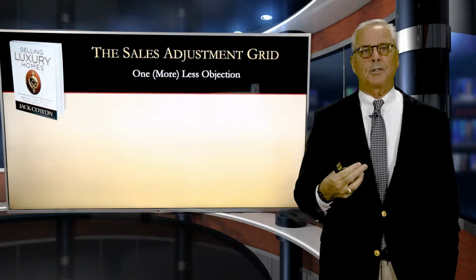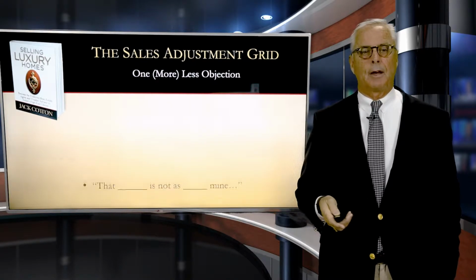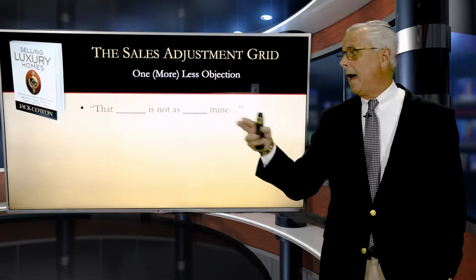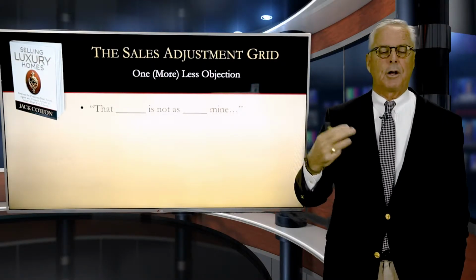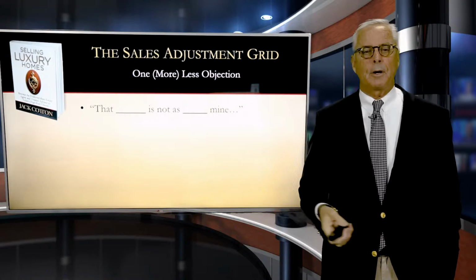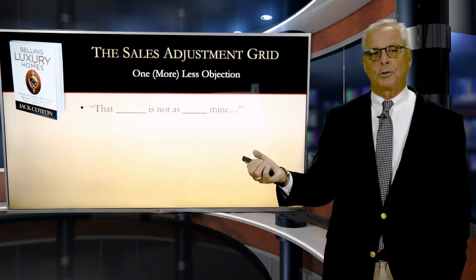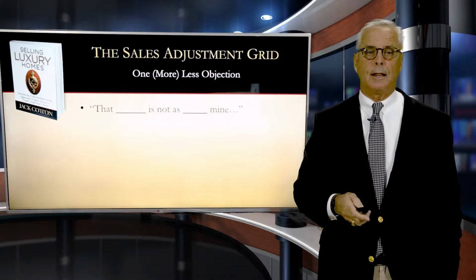It's one more objection. Last time we talked about location as an objection. Now there's all kinds of other stuff that are objections. Fill in the blank. That finish work is not as good as mine. That view is not as good as mine. That dock is not as good as mine. Or they don't have a dock. Or that dock is not as deep as mine. Or that the ceilings aren't as high as mine. Whatever the case may be, these are objections you're going to hear in the high end when you're delivering your CMA to a prospective seller.